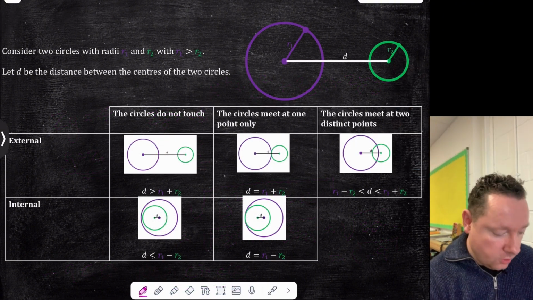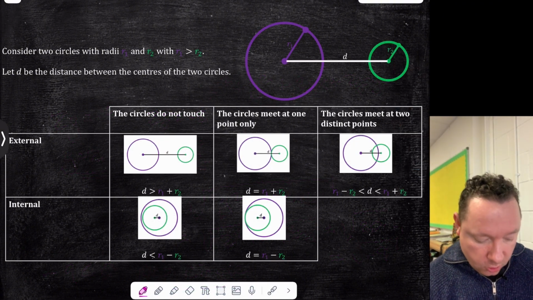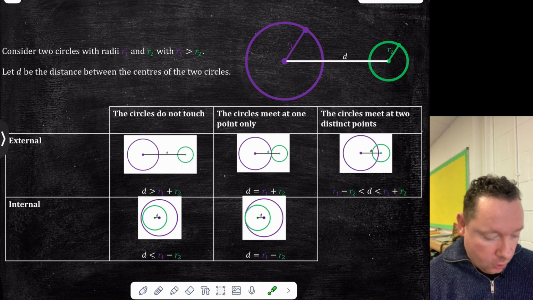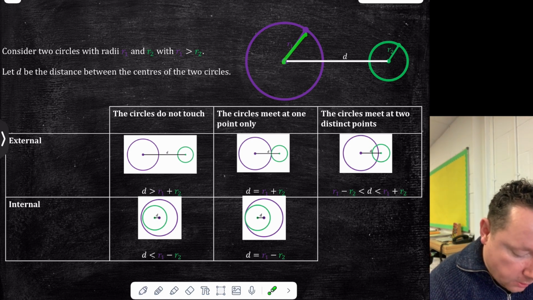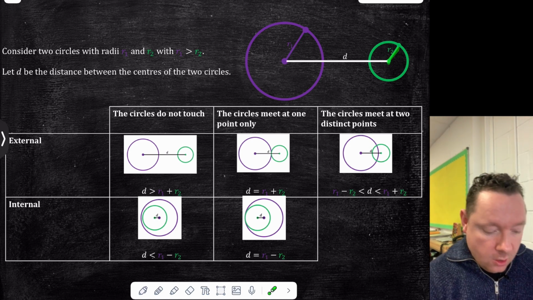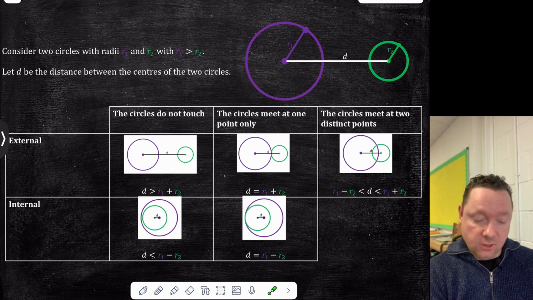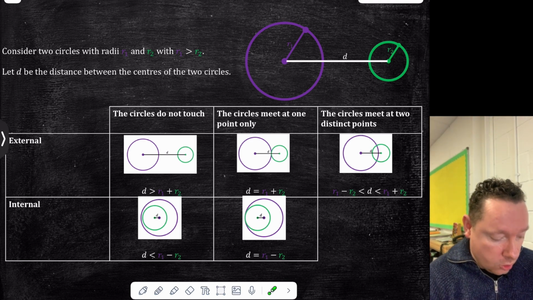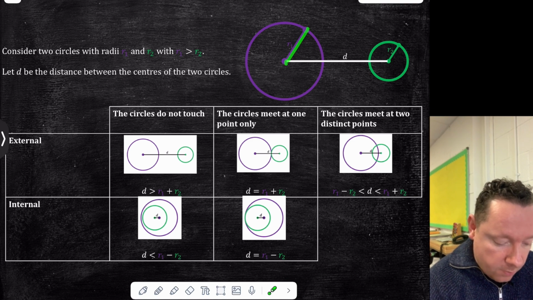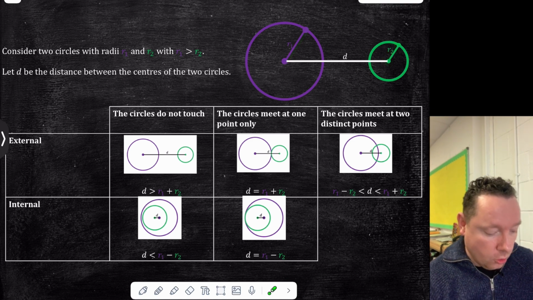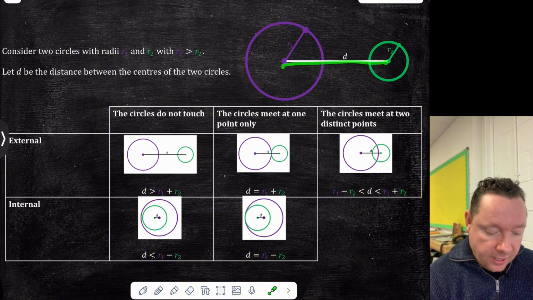I want a section on circles. So imagine we've got 2 circles, and we're looking at one of them with a radius of R1, say, and one of them with a radius of R2. So we can draw these 2 circles, and we'll imagine those radiuses are different, of course, with the first radius R1 being bigger than the second radius R2. And we're looking at the distance between the centres of the circles.